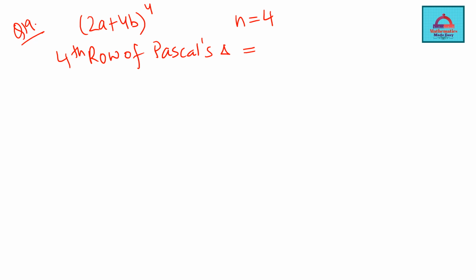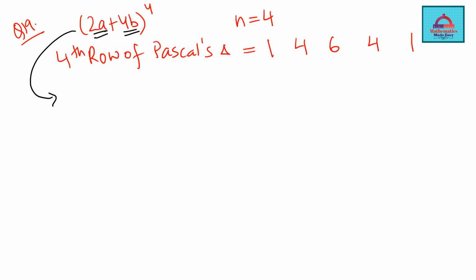So we will write the coefficients in the fourth row. They are 1, 4, 6, 4, and 1. That means these are going to be our coefficients. Now let's look at the term. The first term is 2a, the second term is 4b. So when I'm expanding this binomial using the binomial theorem, I have to take this into consideration.